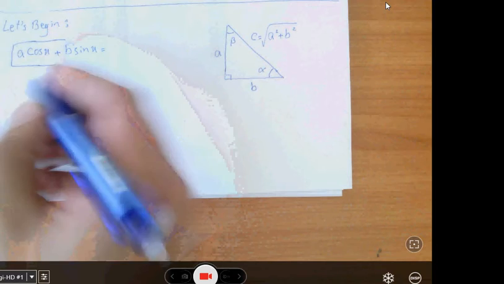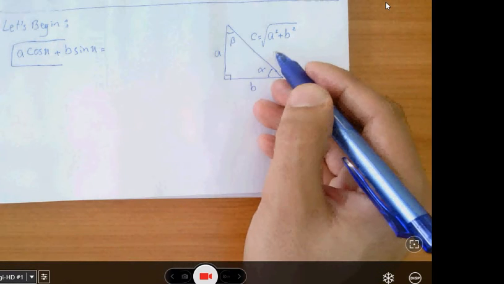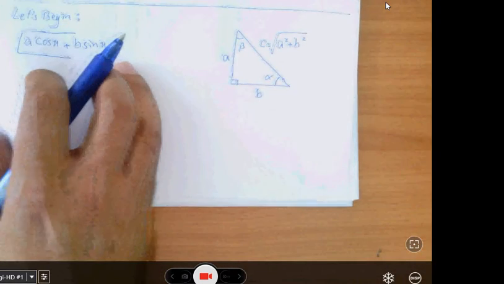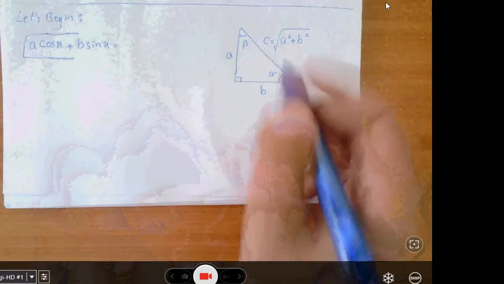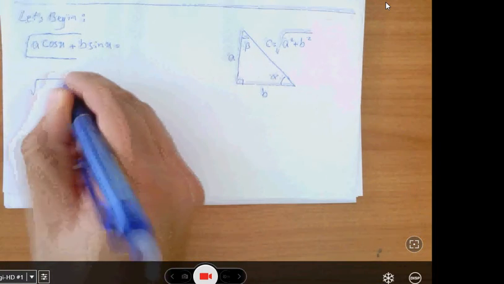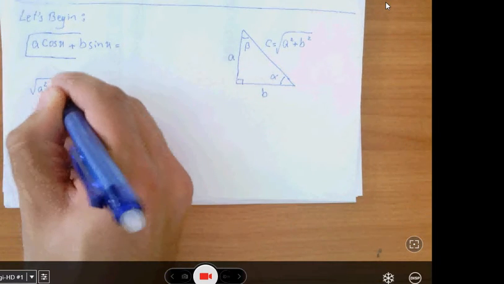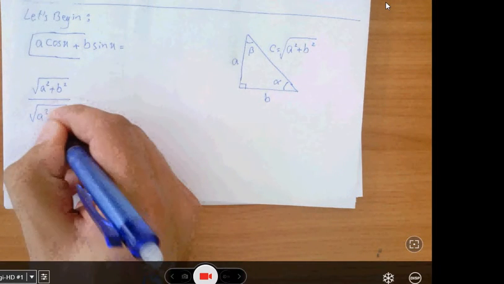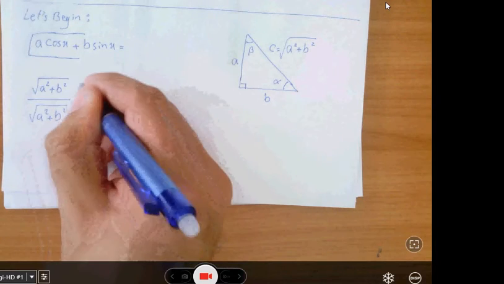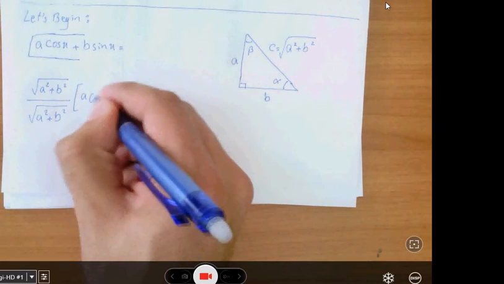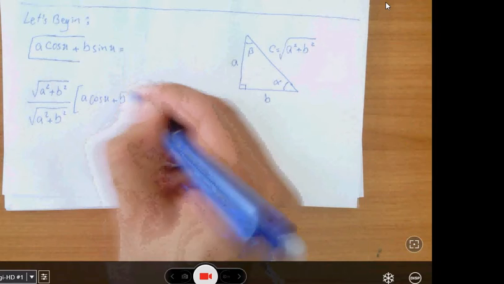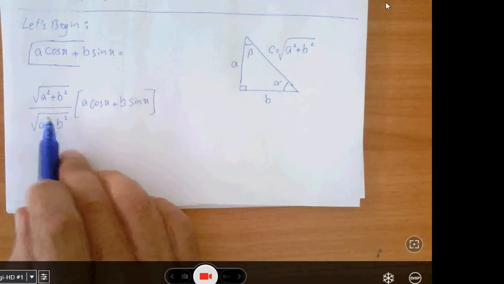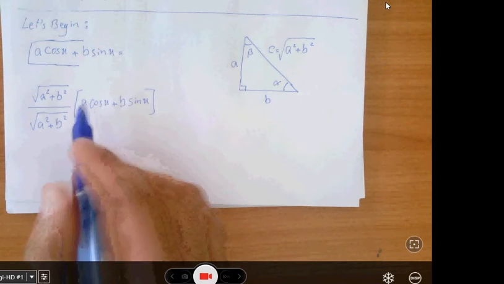So I'm going to grab the length of my hypotenuse, and I'm just trying to make sure that it's in the frame, and multiply the square root of a squared plus b squared up the top and down the bottom, multiply this fraction into my equation, which is a cosine x plus b sine x. Is this operation going to change anything in my equation? No, because this is just the one I'm multiplying, correct?